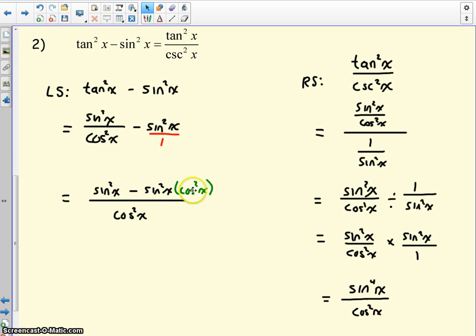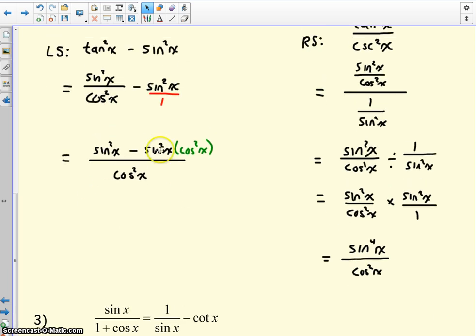Okay, so what winds up happening now is when I simplify this, I now have sine squared x minus sine squared x times cos squared x over cos squared x. Okay, now again, let's compare my left side to my right side. At least my denominator is now the same. I have cos squared x in my denominator on both sides, but my numerators aren't the same at all.